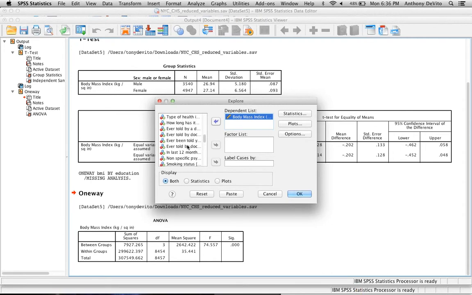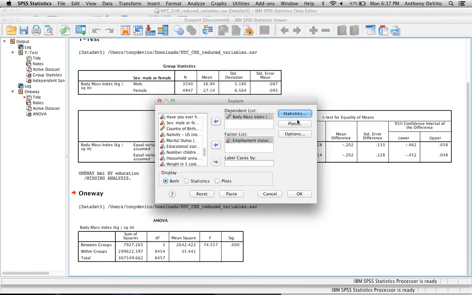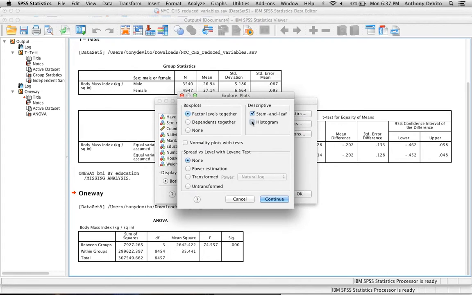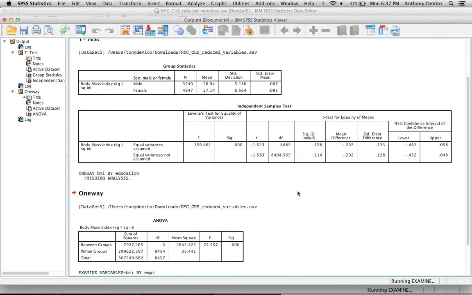ANOVA doesn't bother to tell us that; it just tells us that it noticed that there is a difference, or we can reject the null hypothesis that there is no difference. So I'm looking for employment status. And I'm going to say, okay, it's going to do all our statistics. I'm going to ask it to also do a histogram. Why not? I'm going to say okay. Let's see what it does for us.